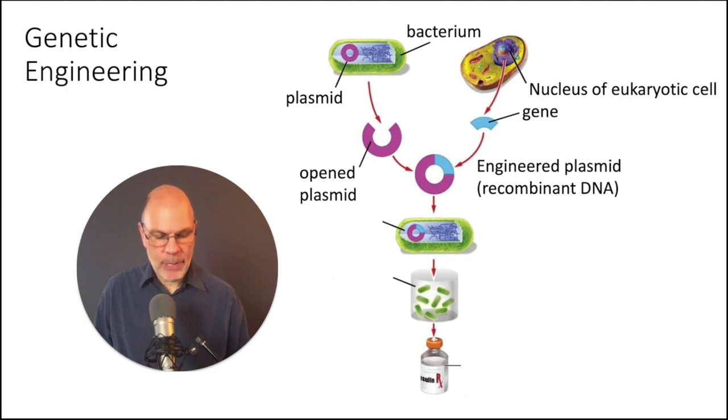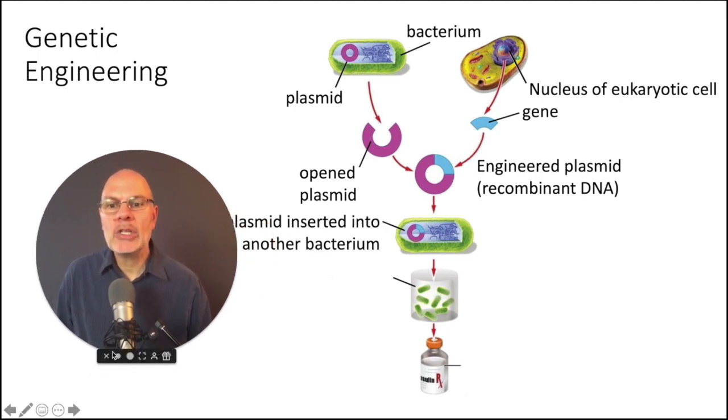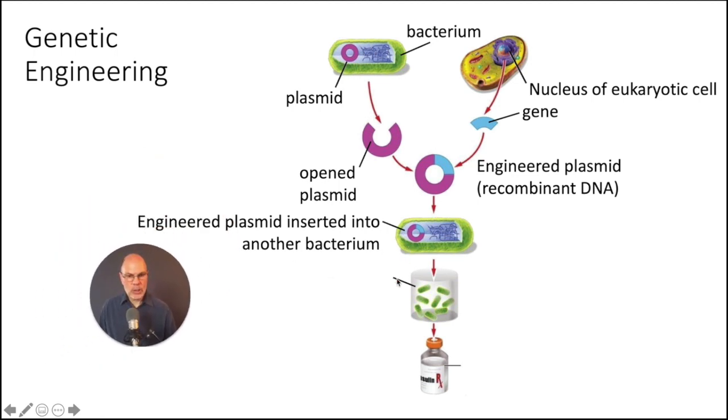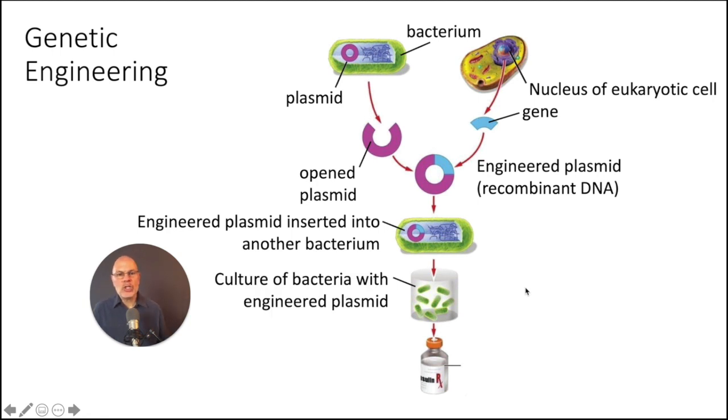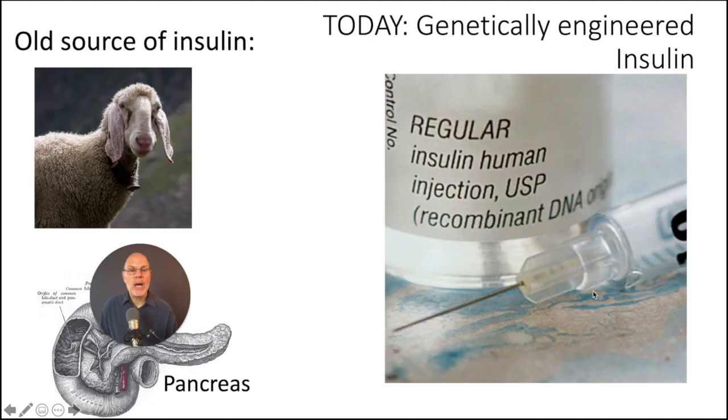Well, you can take that plasmid and you can insert it into a bacterial cell. And that's what you have over here. And then you can grow those bacterial cells in large cultures, and you know, DNA makes RNA makes protein, and so you can extract the protein, and that's what you have over here. It's a eukaryotic protein that's produced by an engineered bacterium. Is that important? You bet it is.